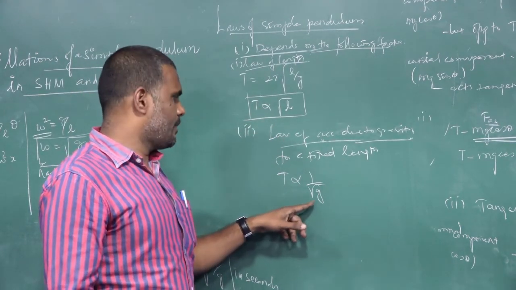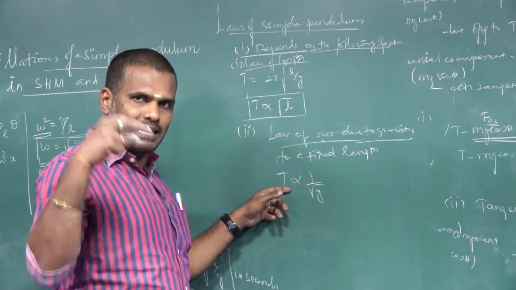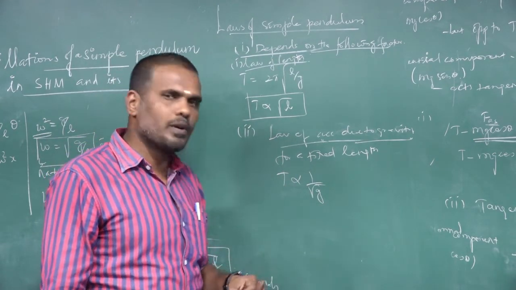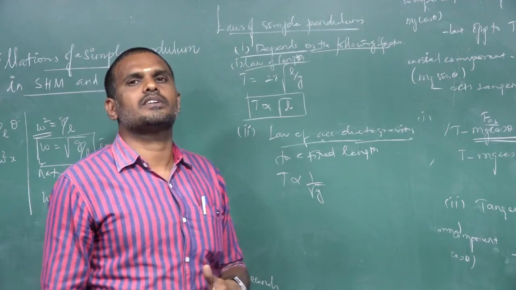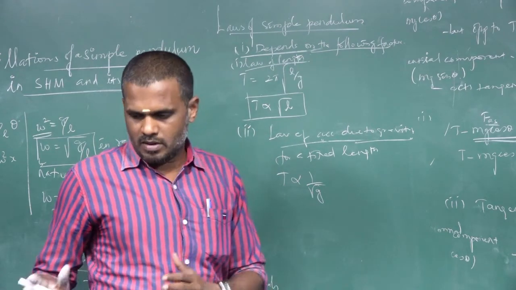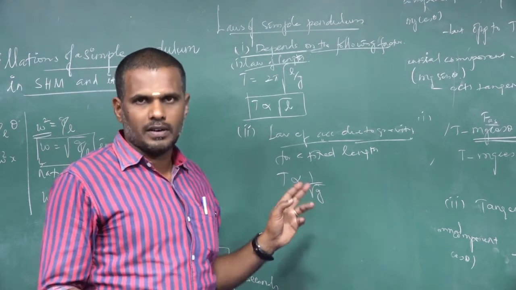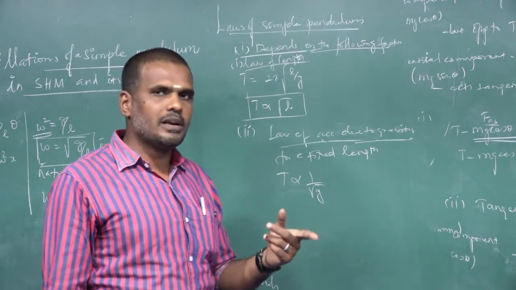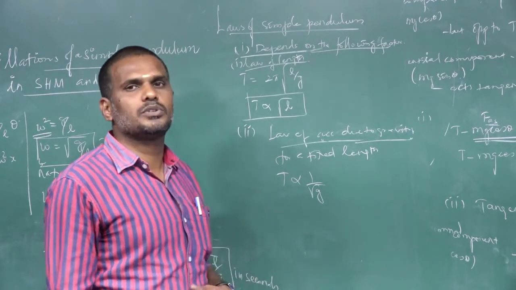And second, if the value of acceleration due to gravity is more at a particular point, the period of oscillation is less at that point. What does this mean? Where is the value of acceleration due to gravity more? As you move from the equator to the poles, at the poles the value of acceleration due to gravity is more. At the equator, it is less. If the same experiment with a simple pendulum is performed at the equator as well as at the poles, you will get different measures for the time period. The time period will be more at the equator and less at the poles, because T is inversely proportional to the square root of acceleration due to gravity.